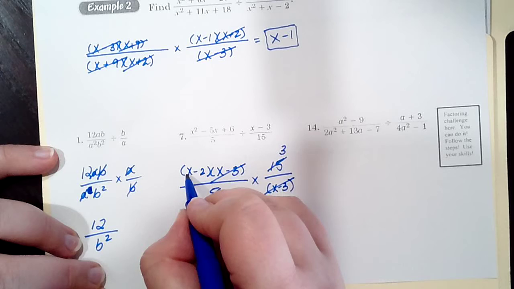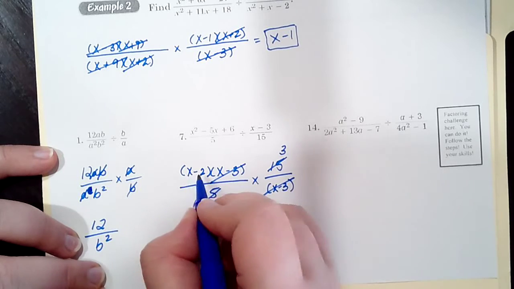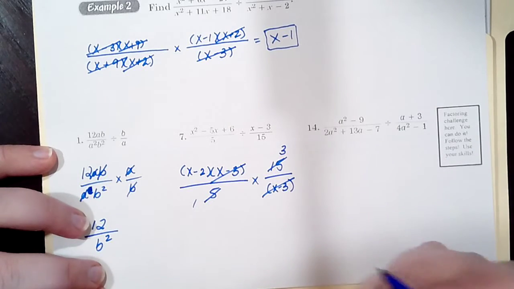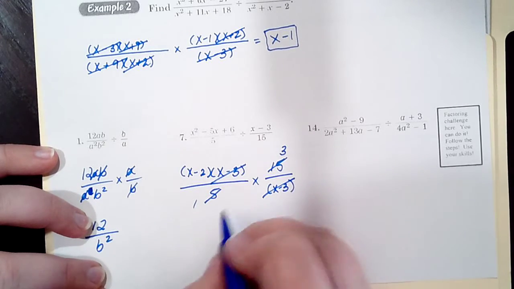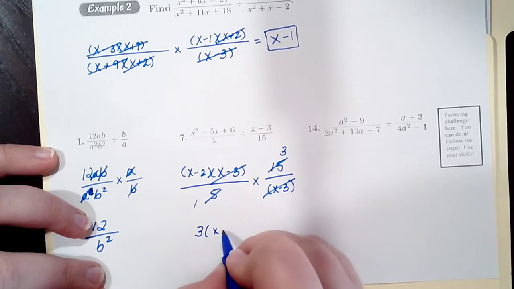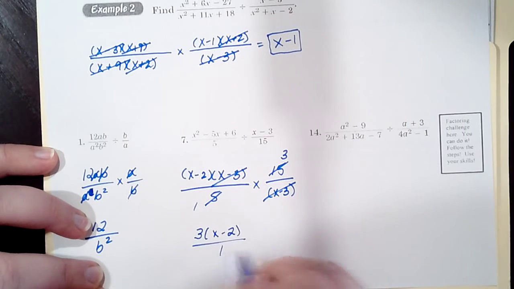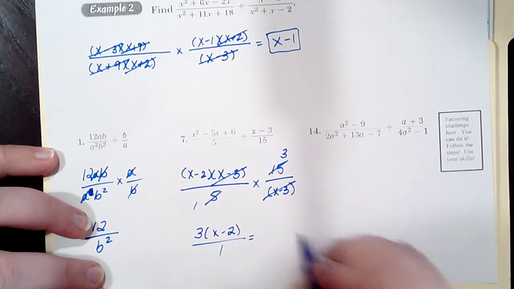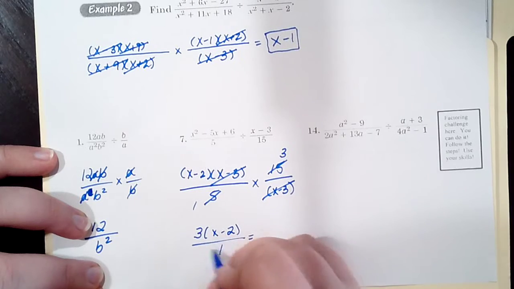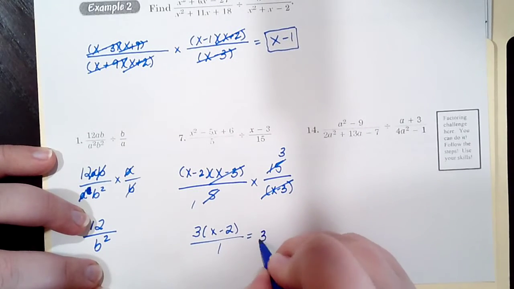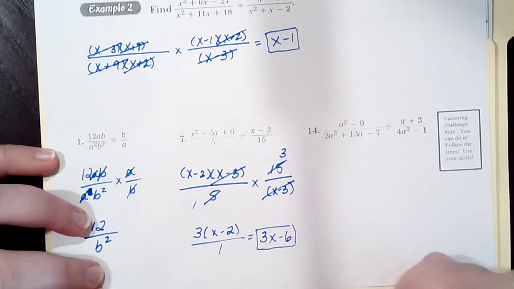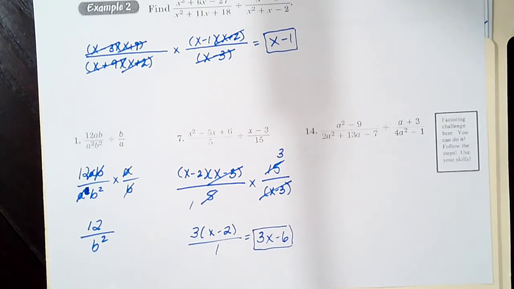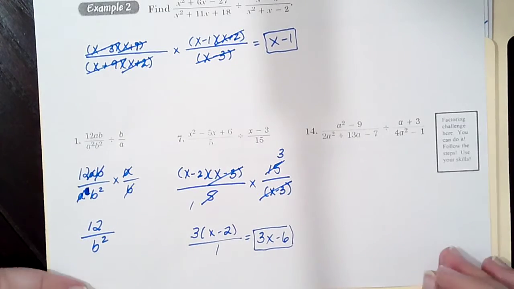So let's go ahead and multiply. 3 times x minus 2. I'm going to go ahead and just distribute that in. I guess I'll show you this step first. 3 times x minus 2 over 1. I'm going to distribute it in to make it look a little bit nicer because it's only one term. It's not a fraction. 3x minus 6. Boom. Just like that.